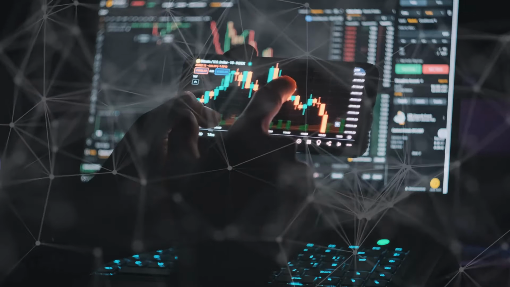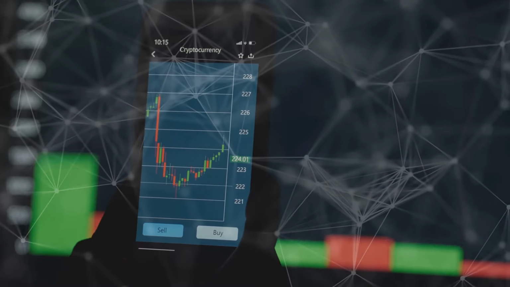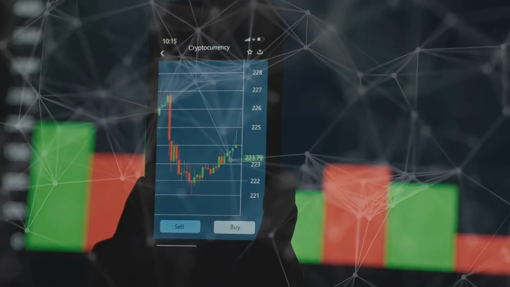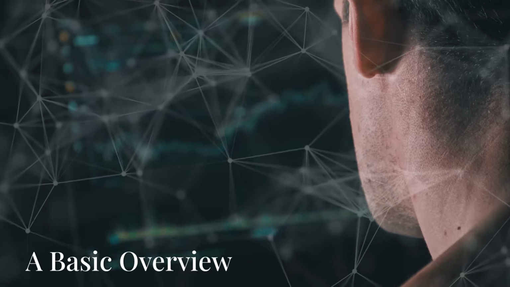Navigating the cryptocurrency market requires a keen understanding of its language, a language expressed through charts and graphs. For those who can decipher their patterns and trends, market charts offer invaluable insights into the forces shaping the cryptocurrency landscape.